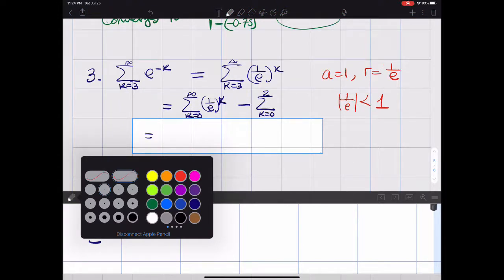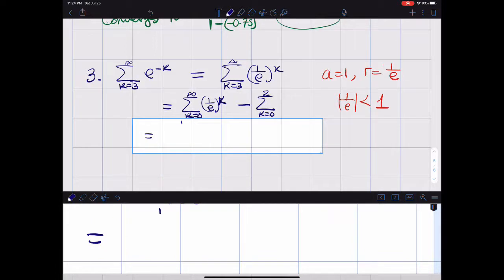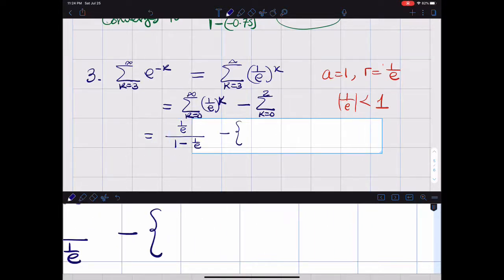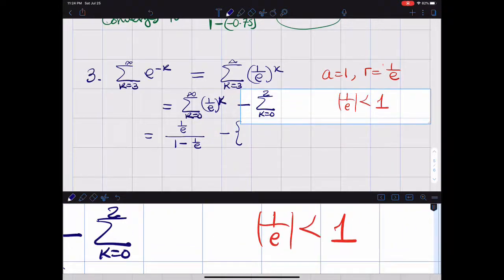We can use the formula r, which is 1 over e, over 1 minus r, 1 over e. And then here we can use the formula for geometric series, or for geometric sum over here.